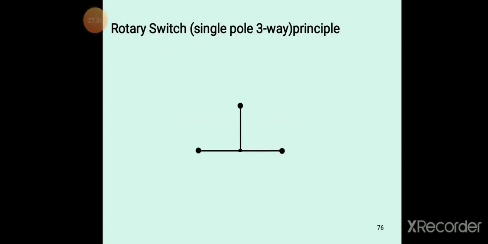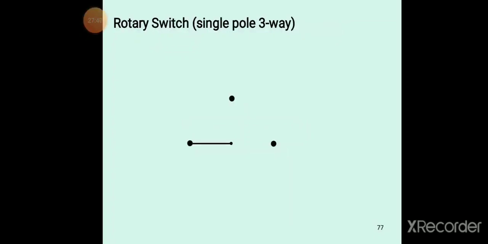Now we see the rotary switch. Single pole, three-way. We have a single pole and three ways. One contact connects the first, second and third. One, two, three: it is at the first position, then the second and third position. Single pole, three-way.